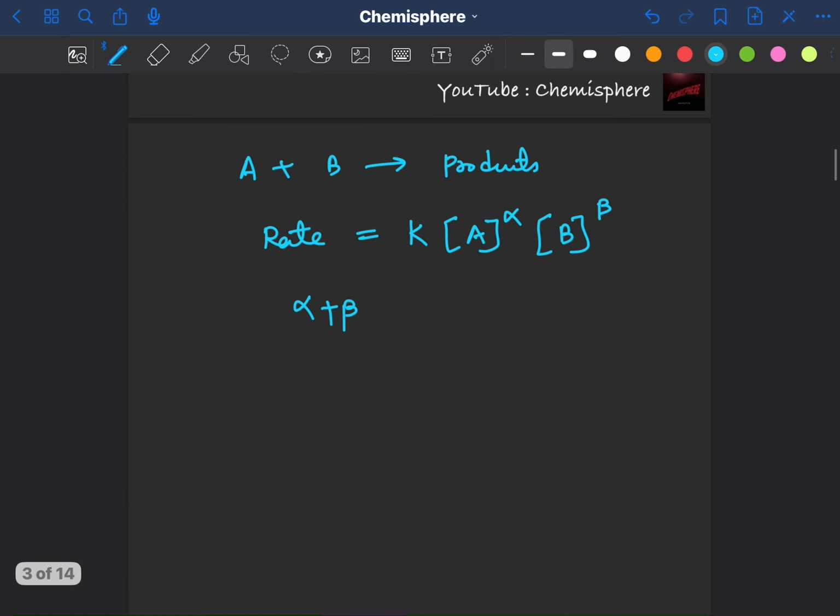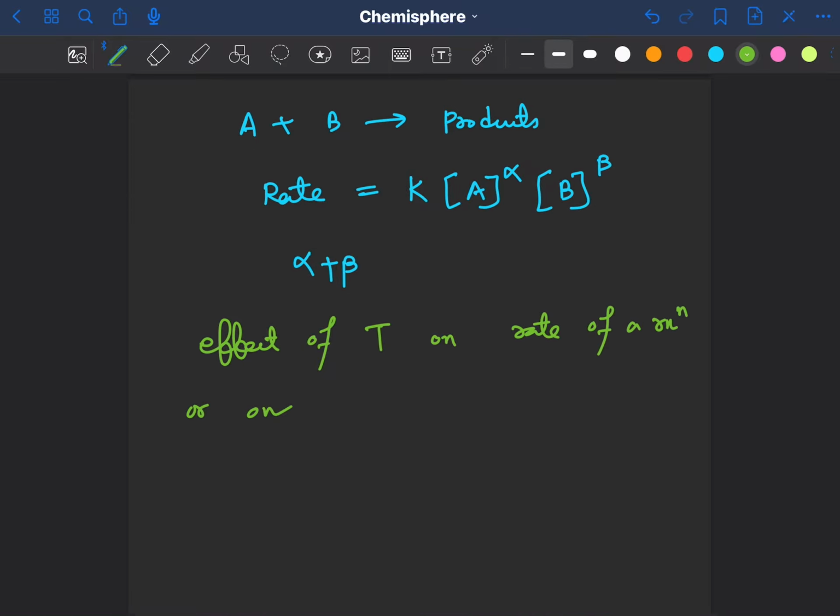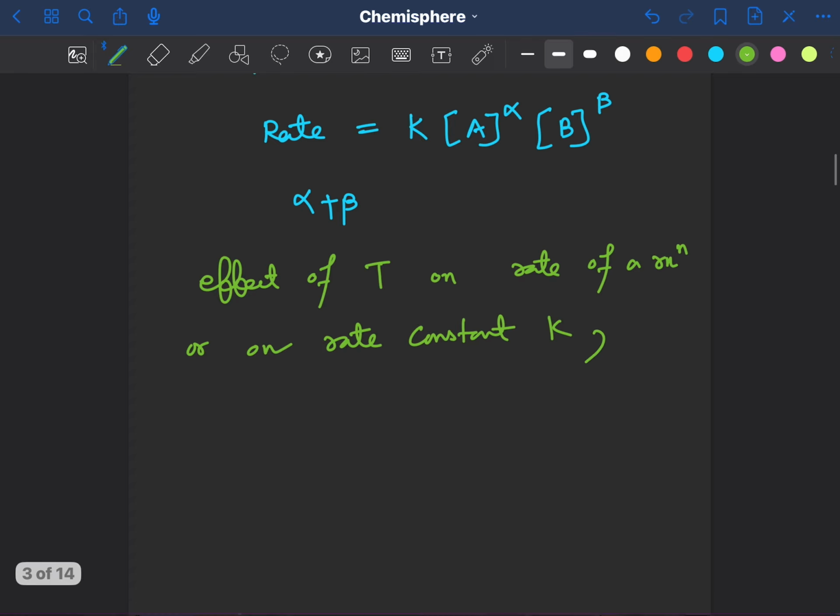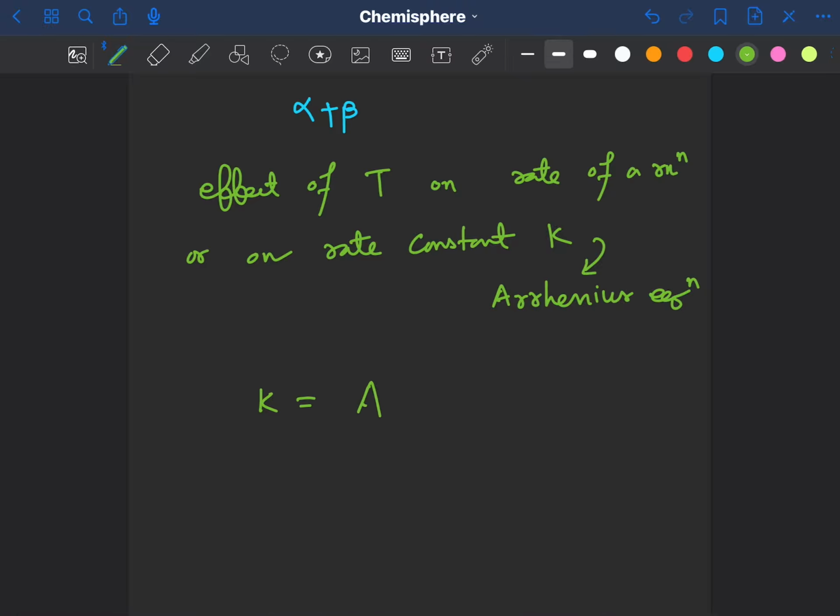Then the next thing that we need to know is, quantitatively, the effect of temperature on the rate of a reaction or on the rate constant. Both are the same, because rate depends upon the rate constant. So it is given by the Arrhenius equation. The Arrhenius equation is K is equal to A e to the power minus EA by RT.